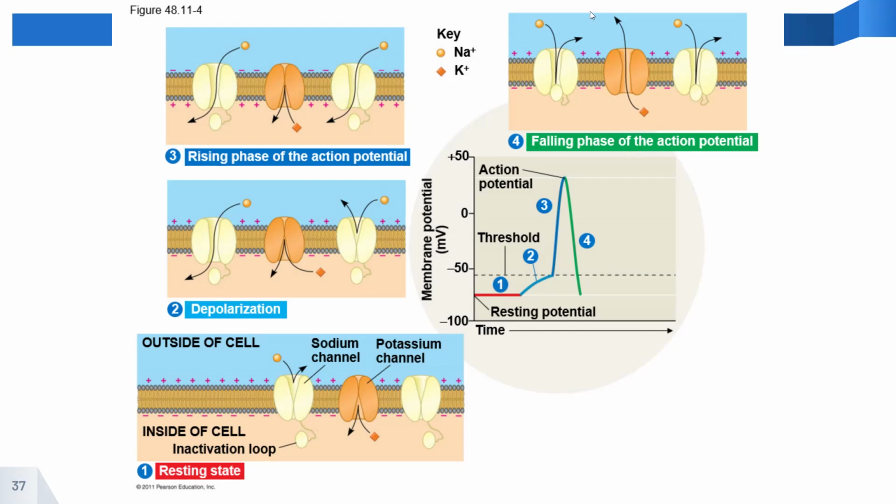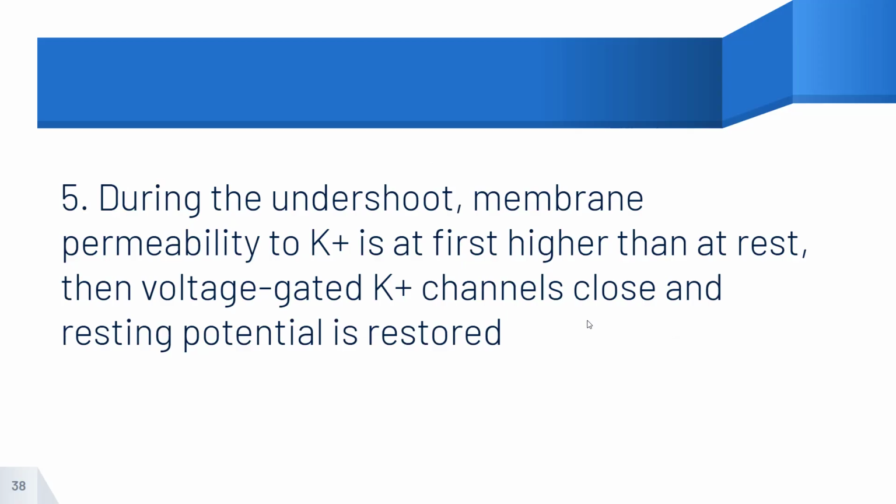potassium ions leave the cell. And so that's going to bring the charge back down to negative inside because all those potassium ions, positive ions, are leaving the cell. And so that's the falling phase. So it's dropping back down to negative inside the cell.